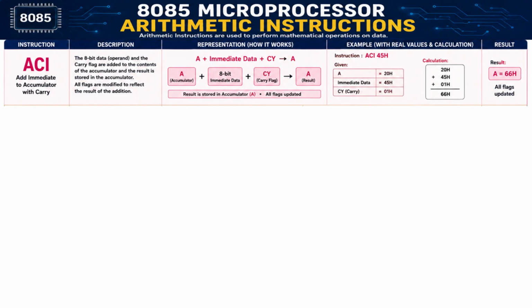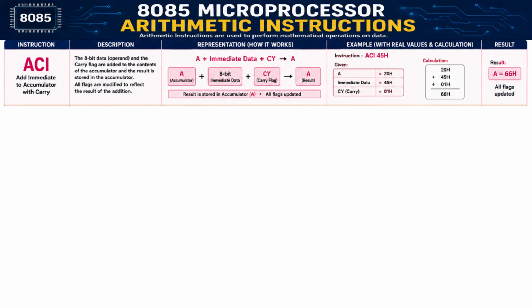Now the next instruction is ACI. ACI stands for add immediate with carry. In this instruction, the processor adds three values: the content of the accumulator, the 8-bit immediate data, and the carry flag. The result is stored in the accumulator as usual, and all the flags are updated. Let's understand with an example.